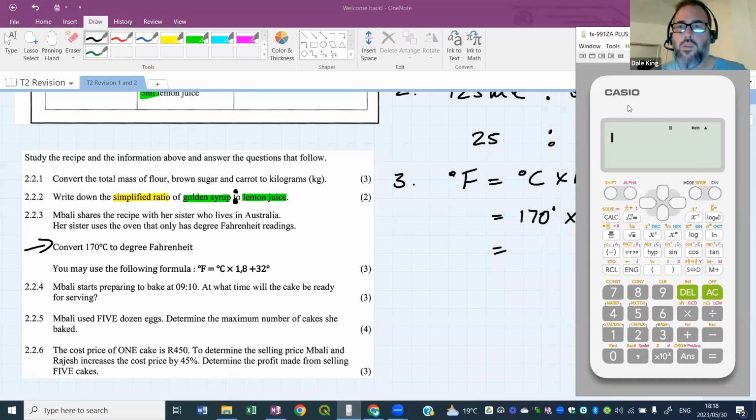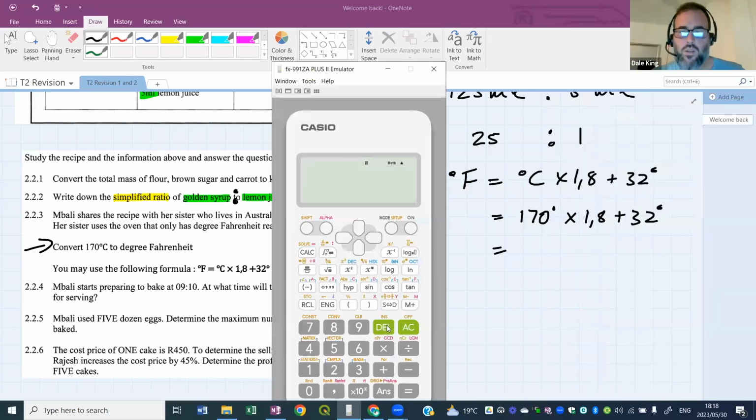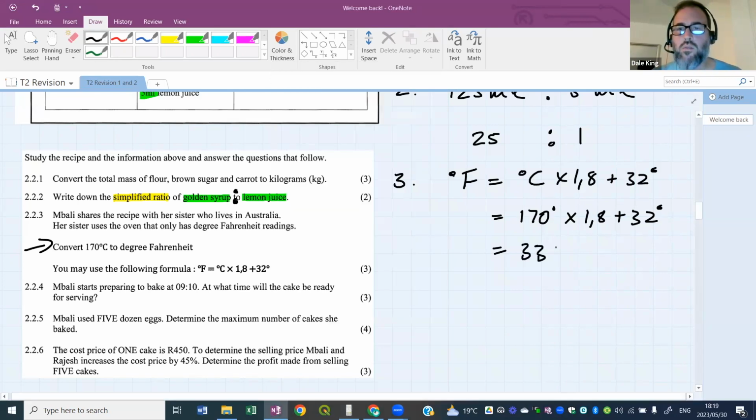You guys getting the same thing? I'll move the calculator over a bit. So 170 times 1,8. Have your answers ready? 338 degrees Fahrenheit. Make sure you write your units.